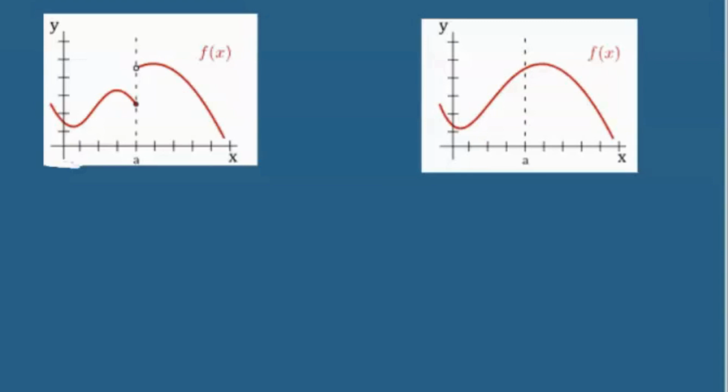Okay, let's have more examples. Let's have these two examples. Are these graphs continuous at x equal to a? For the first graph, we can see that there is a hole and there is a break or a jump. So this is discontinuous at x equal to a.